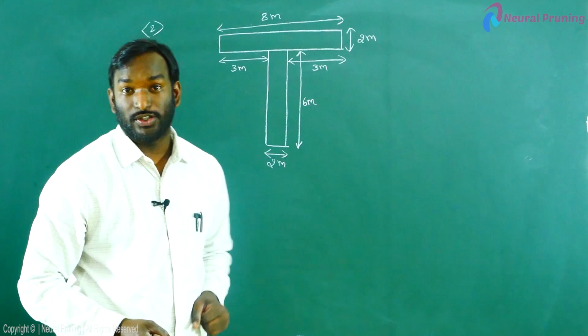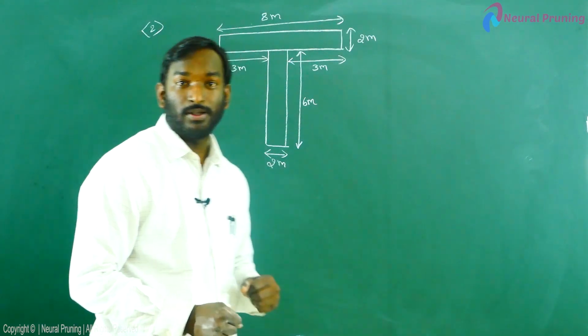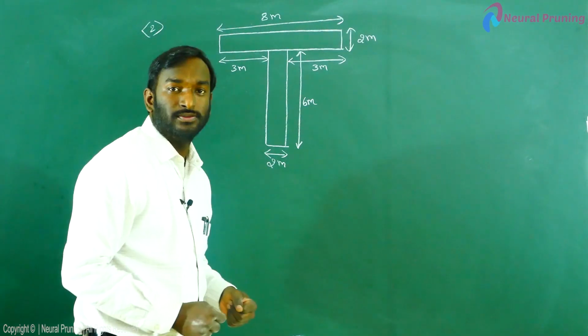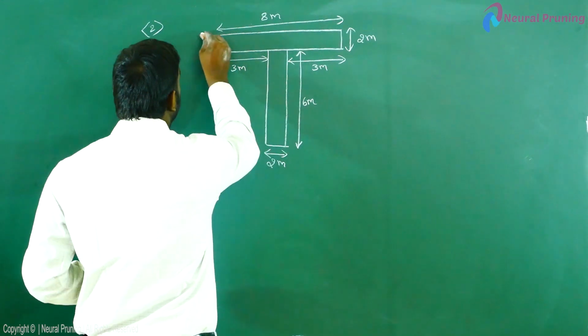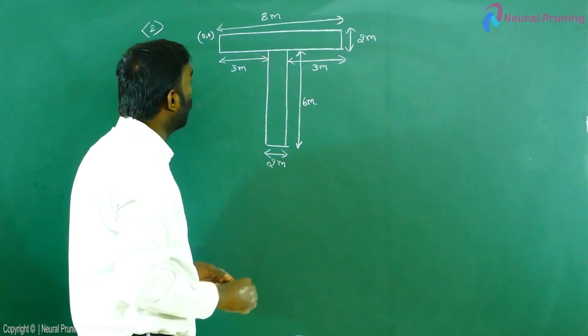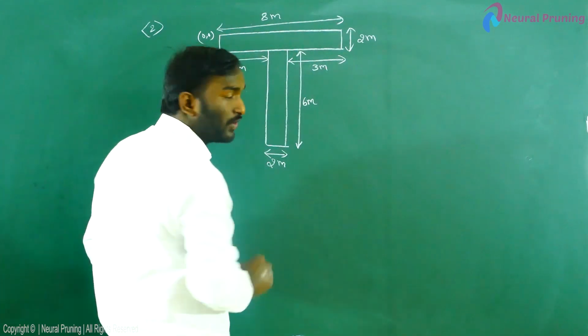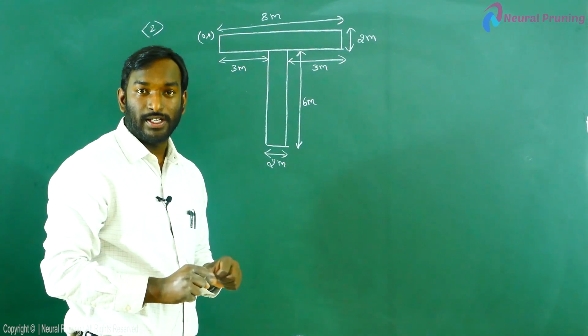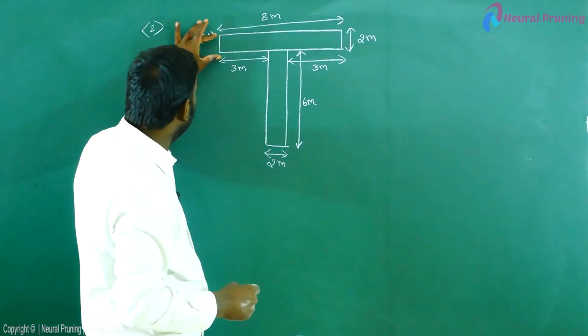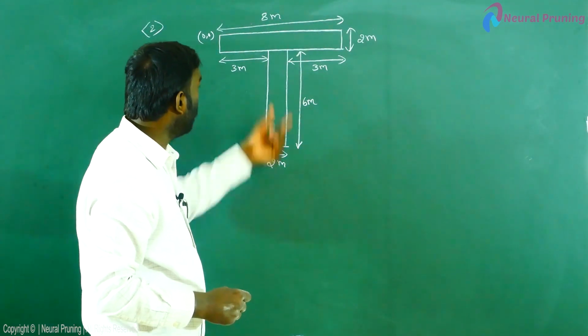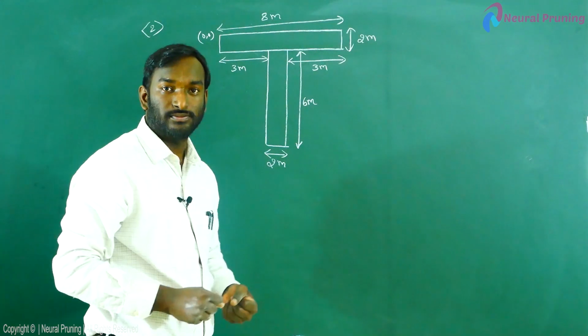Again, use the same method. Already we solved one problem. Use the same method. I'll say its origin is 0, 0. I'll divide the object into different objects, like this horizontal sheet and this vertical sheet.